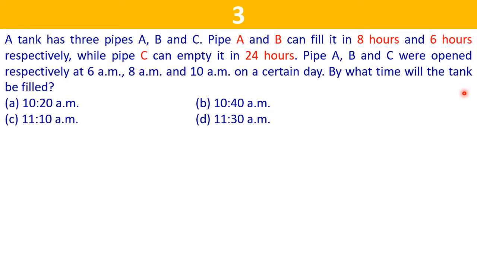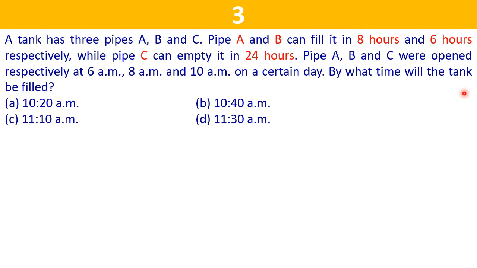Problem number 3. A tank has 3 pipes A, B and C. Pipe A and B can fill it in 8 hours and 6 hours respectively, while pipe C can empty it in 24 hours. Pipe A, B and C are opened respectively at 6 am, 8 am and 10 am on a certain day. By what time will the tank be filled? I request you to pause this video and try this question on the paper, and once you have solved it, you can again play the video to look for the solution.